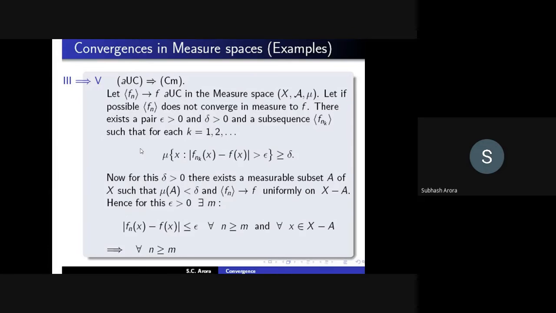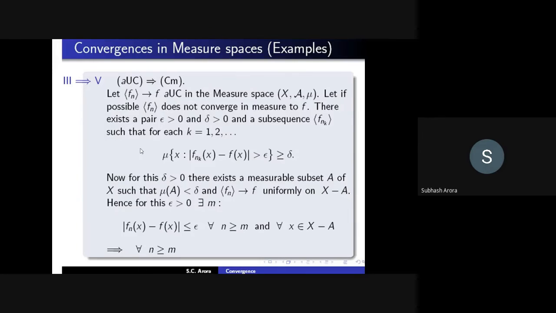Now for this delta greater than 0, there exists a measurable subset A of X such that mu of A is less than delta, because it is almost uniformly convergent, and Fn converges uniformly on X minus A. Hence, for this epsilon greater than 0, there exists M such that |Fn(x) minus F(x)| is less than or equal to epsilon for all n greater than or equal to M and for every x in X minus A.